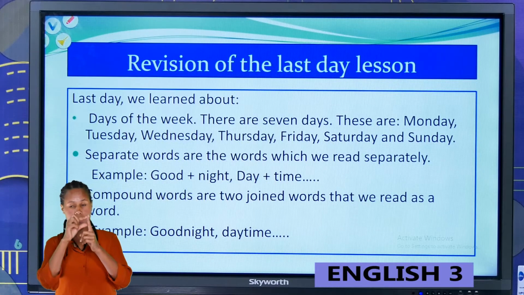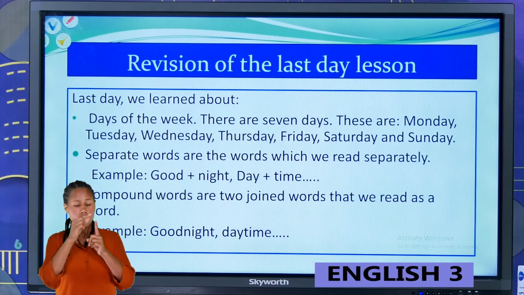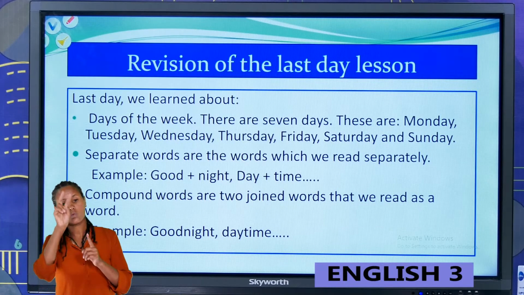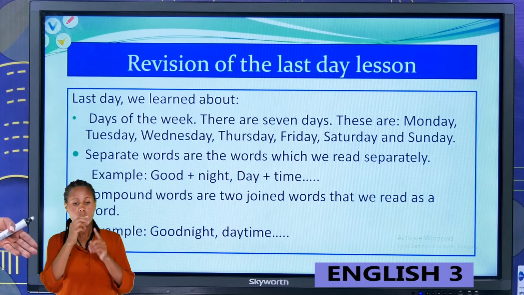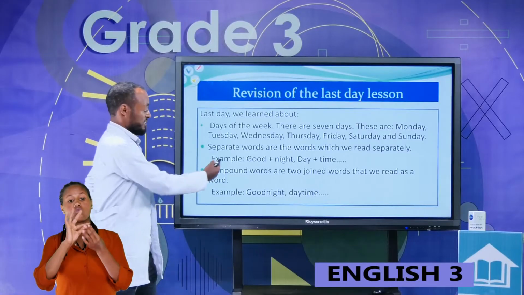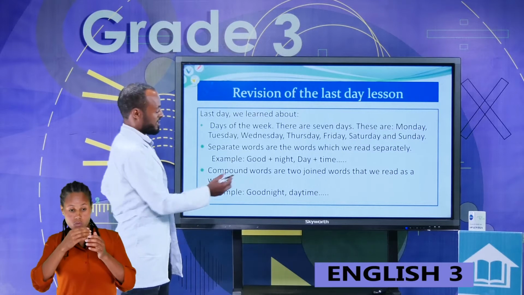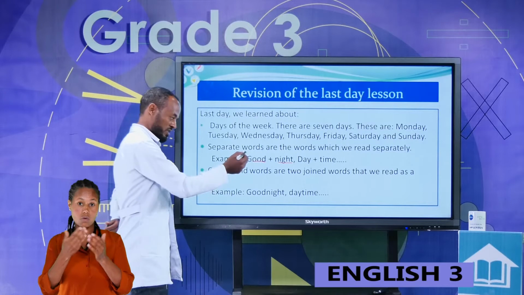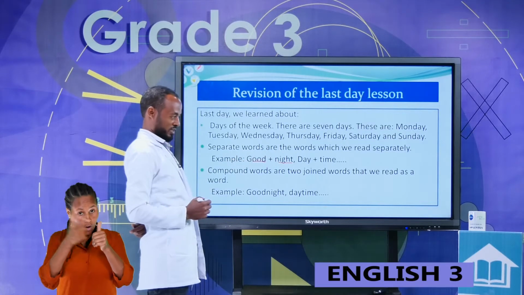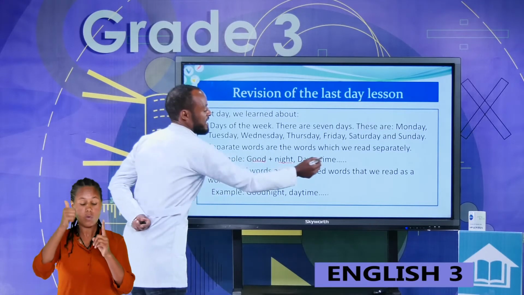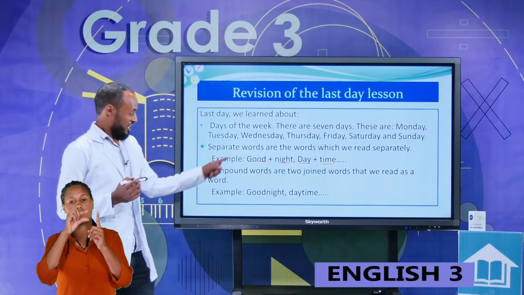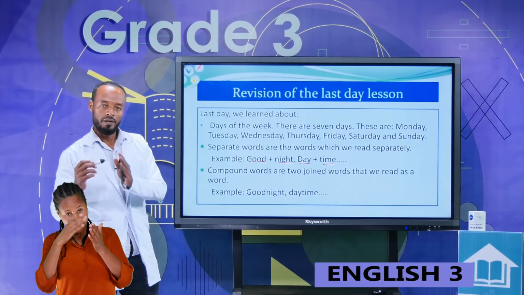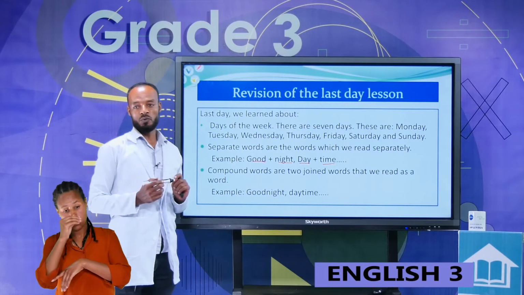Separate words are words which we read separately, and they are two words, and both of them have different meanings. For example, good night. Good is one word, and night is another word. Day, time. Here we are reading separately. Day, time, good, night.